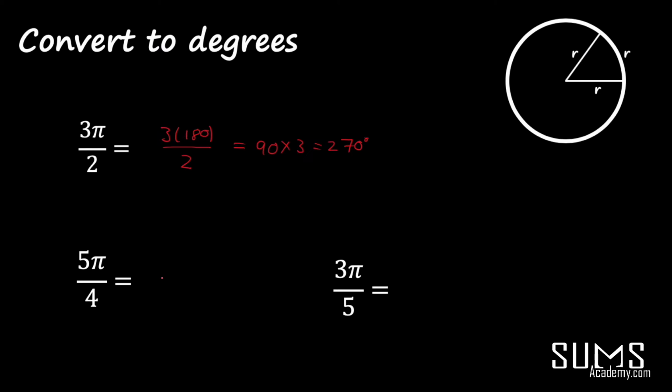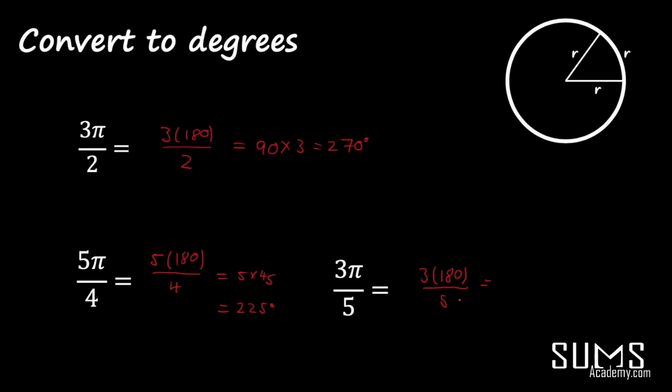And then same here, 5 pi over 4. Well, that's 5 times 180 all over 4. So you'd think this is 45 times 5, wouldn't you? Because 180 divided by 4 is 45. So 5 times 45. Little trick, you can multiply this by 10 and take half of that, or you can work it out another way. So that's what I do. I think, okay, 10 times 45 is 450, so 5 must be half of that, so it's 225 degrees.